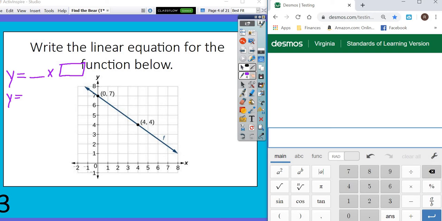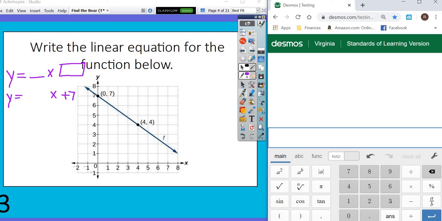So I'm going to look at this, and I know I'm going to have a y equals here. So I'm going to look for my y-intercept. So this is my y-axis, right? If I'm going up, I know it's positive. So what's my y-intercept here? It is plus 7. I'm going to go ahead and put my x there.